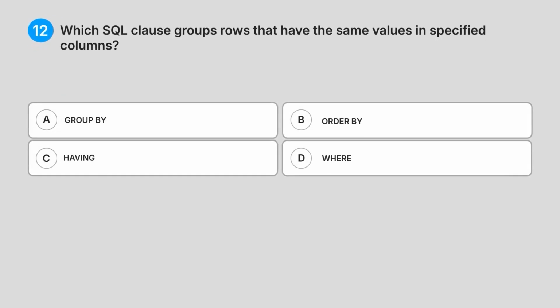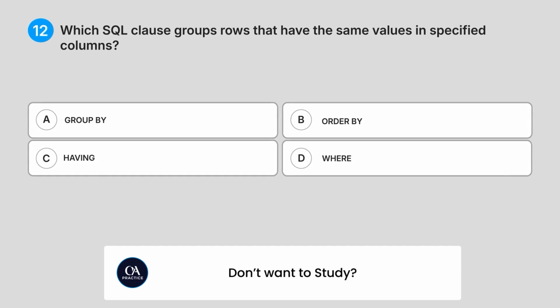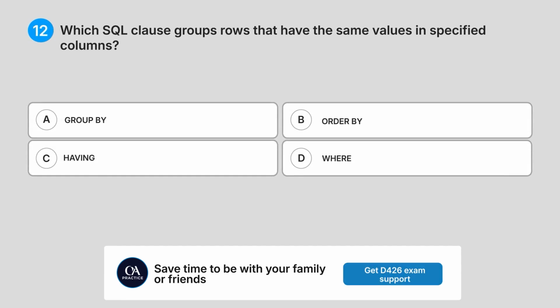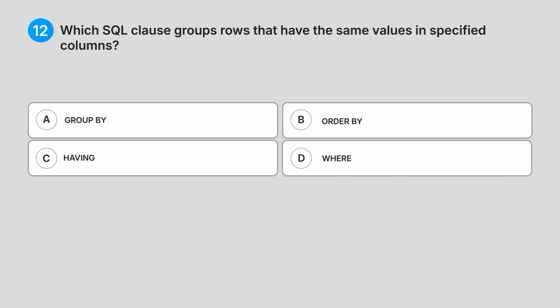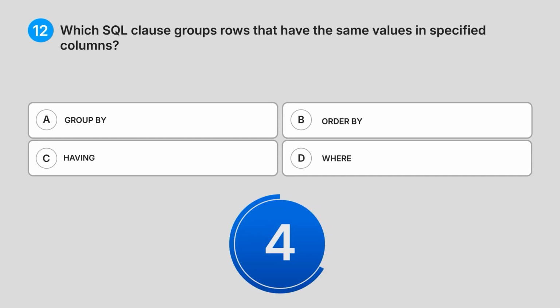12. Which SQL clause groups rows that have the same values in specified columns? A. Group by. B. Order by. C. Having. D. Where? Can you guess the answer?